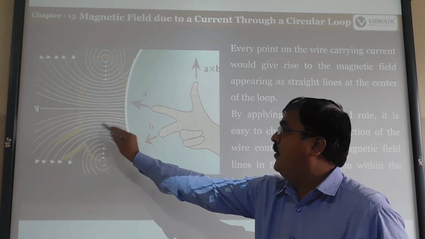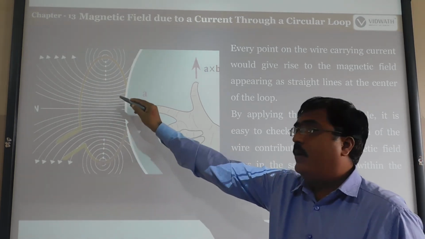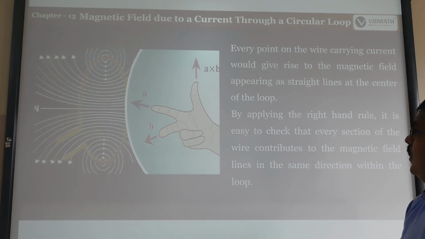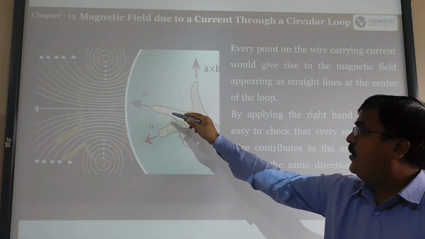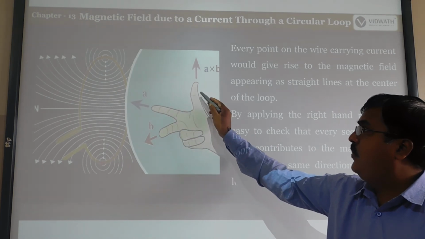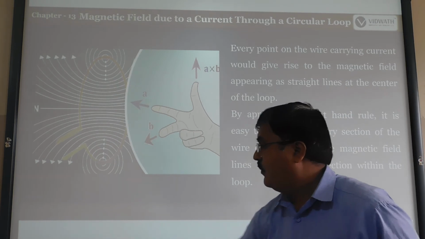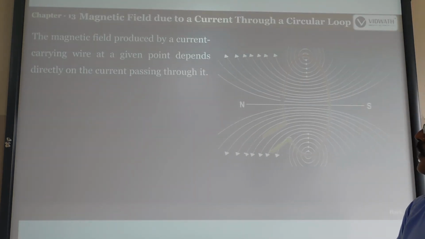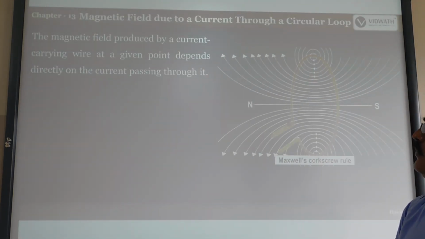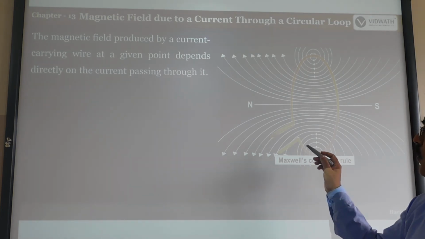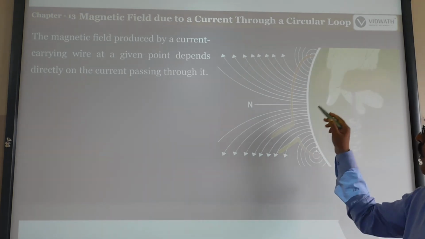These wires produce the sum of the magnetic field. Applying the right hand rule, every section of the wire contributes to the magnetic field lines in the same direction within the loop. So whatever is the product of the magnetic field and current, that is the result of the thumb rule. The magnetic field produced by a current carrying wire at a given point depends upon the direction of current passed through it. How much current can be passed through it?